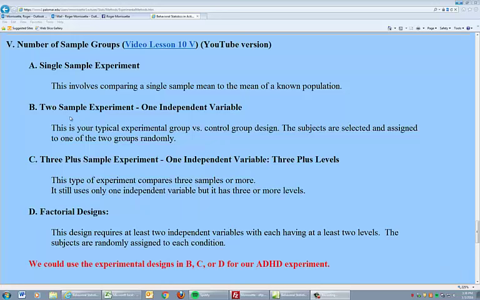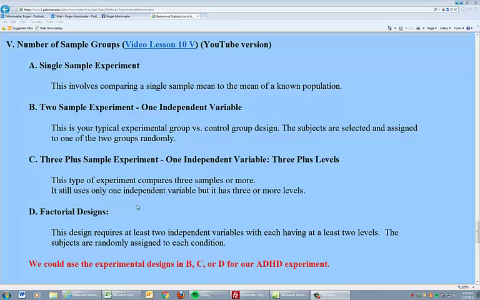Far and away, most of our experiments are two-sample experiments, certainly in the behavioral sciences, where you have a control group and an experimental group. And you just compare one independent variable, two levels, the simplest of all.